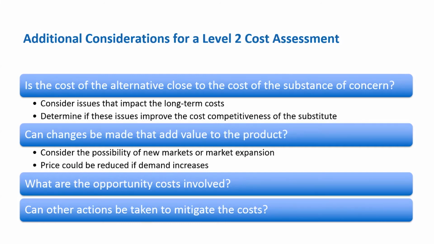Considering additional factors such as durability, that is, reducing repurchasing costs, or increased productivity may also affect your assessment of the cost competitiveness of the alternative. Can changes be made to your product or process design so that the overall cost of using the alternative is less than the current comparable material containing the chemical of concern? Is it possible to redesign the product or its application so that less of the possible alternative chemical is needed?